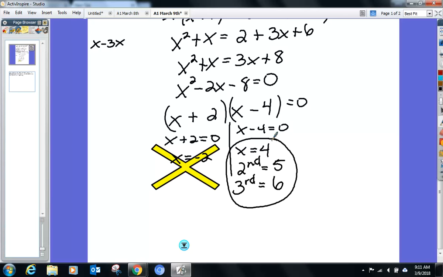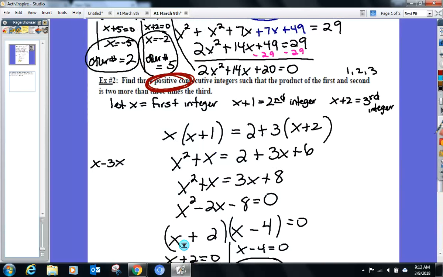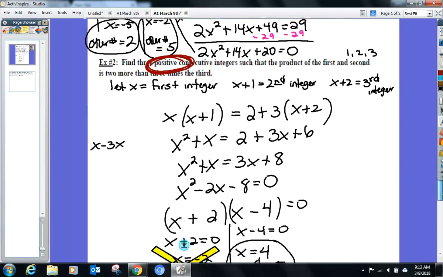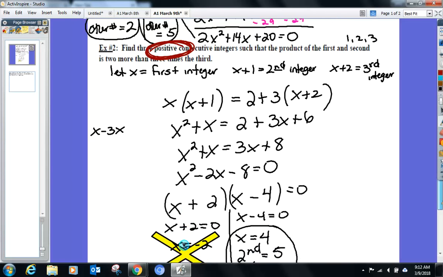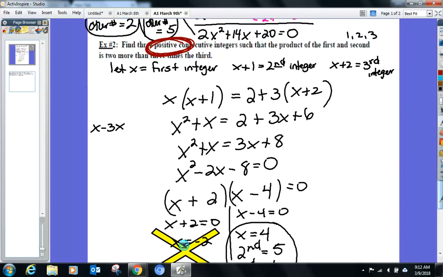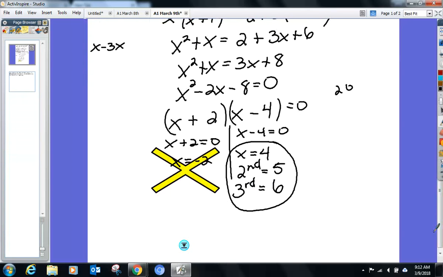Let's go over tonight when it says consecutive, odd, or even. Because you will not set it up x plus 1, and x plus 2. Okay, you're not going to set it up that way. You got a question? You could check this by going through and reading the word problem and putting the numbers into it. Correct. So hey, the product of the first and the second. What's 4 times 5? 20. Is that 2 more than 3 times the third? It's 2 more than that. Done.